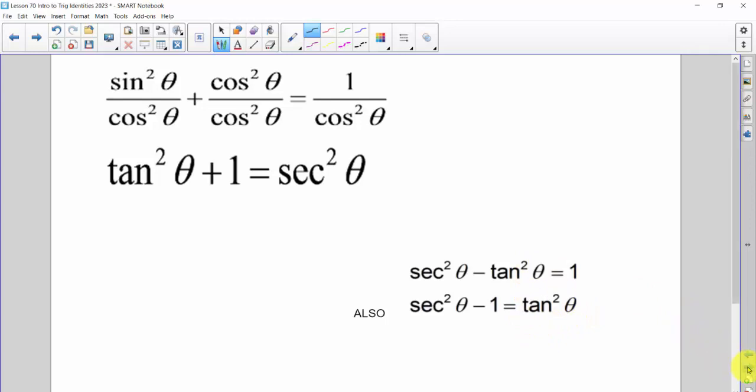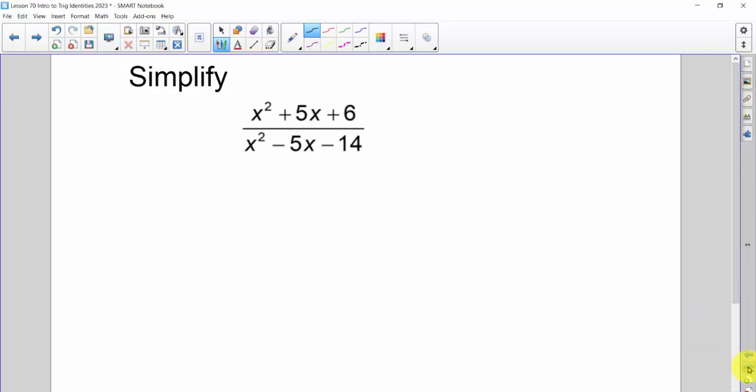So now what are we going to do with these? Well, we're going to simplify expressions. Let's start with something we've already done this year. If we simplify something like this, we use algebra to do it. And the algebra we use is standard algebra. We know we can't reduce the x squared and the 5x's or the 6 and the 14 because they're separated by addition and subtraction. So we'd have to factor this.